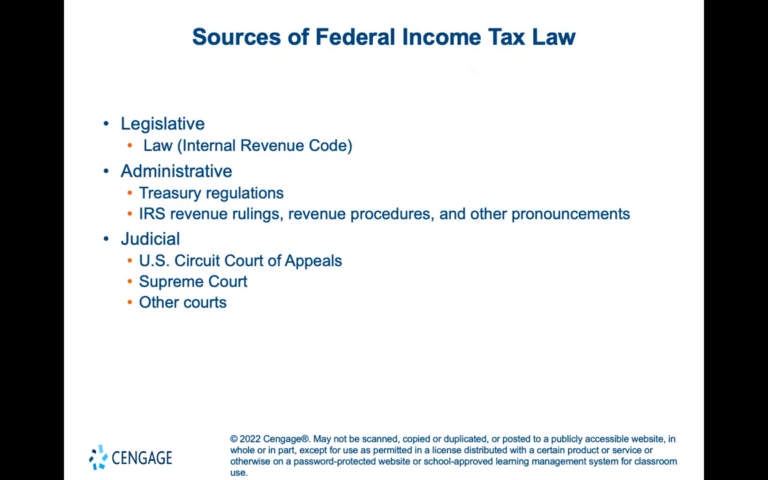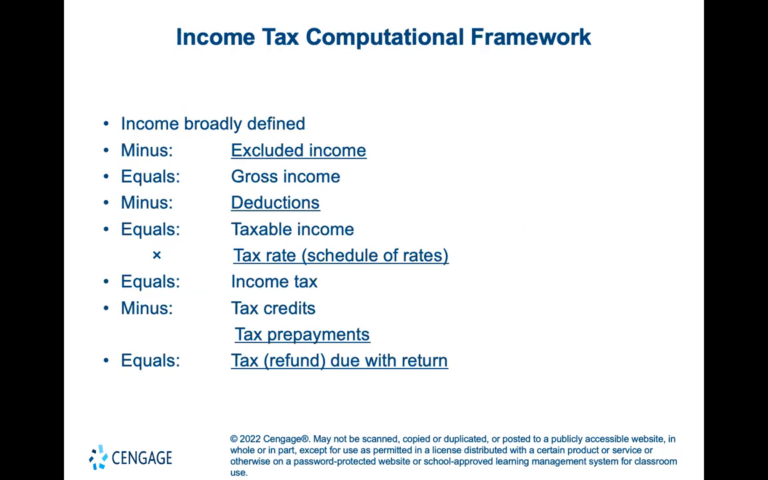Sources of federal income tax law. There's legislative law, meaning the Internal Revenue Code. There's administrative law: the Treasury regulations, IRS revenue rulings, revenue procedures, and other pronouncements. And then there's judicial: the U.S. Court of Appeals, or U.S. Circuit Court of Appeals, the Supreme Court, and then other courts as well. If it goes through those different stages, that's the process to litigate or mediate any tax issues.